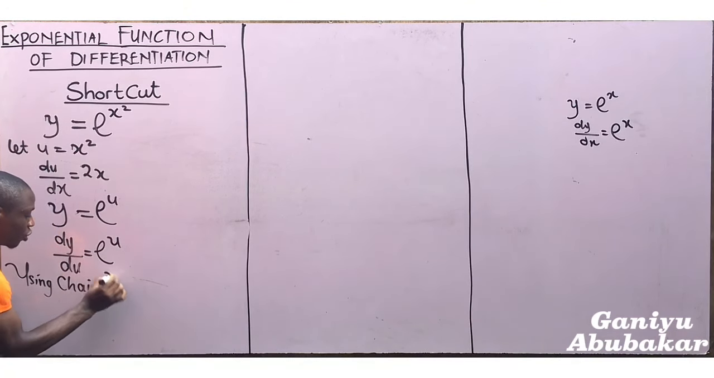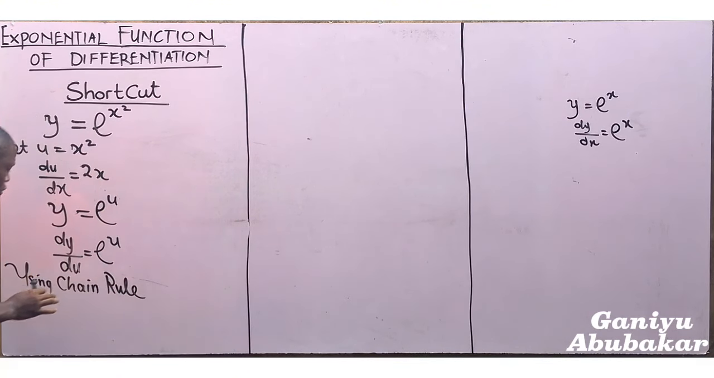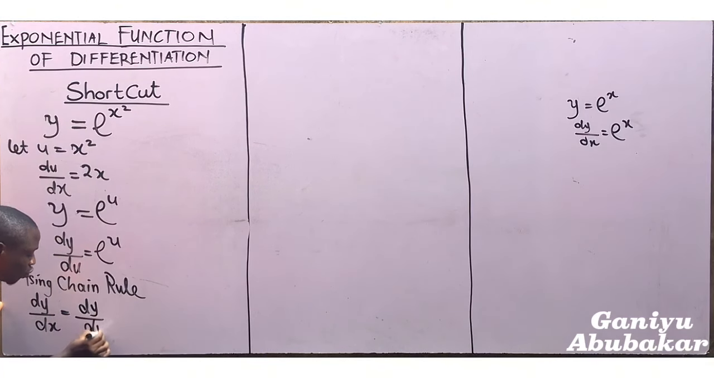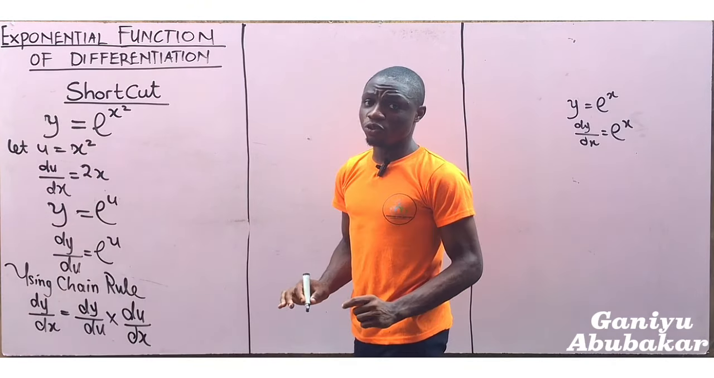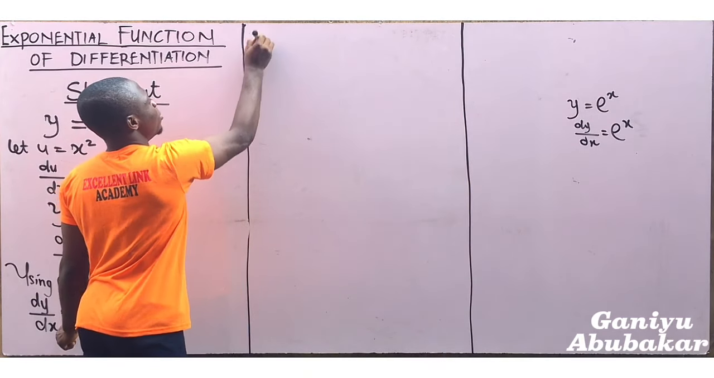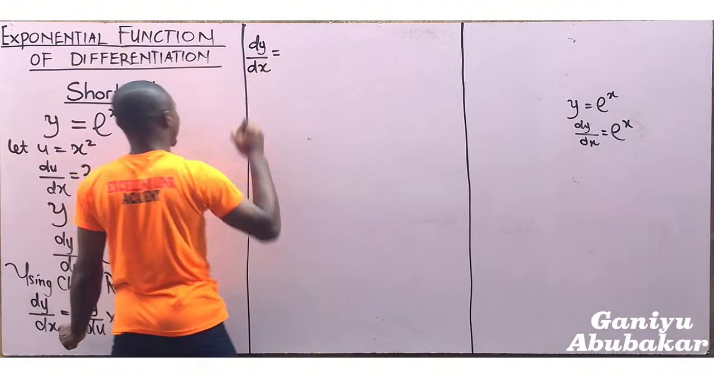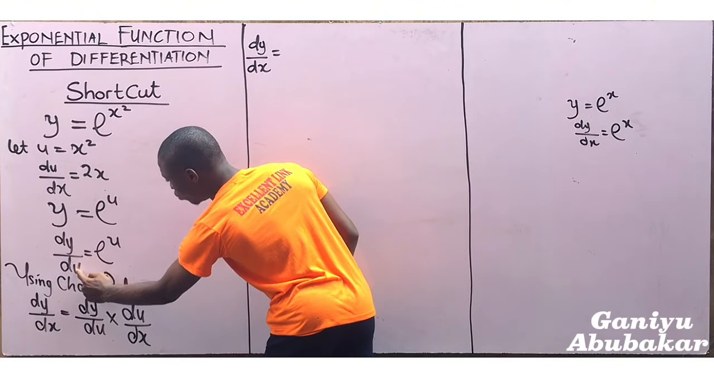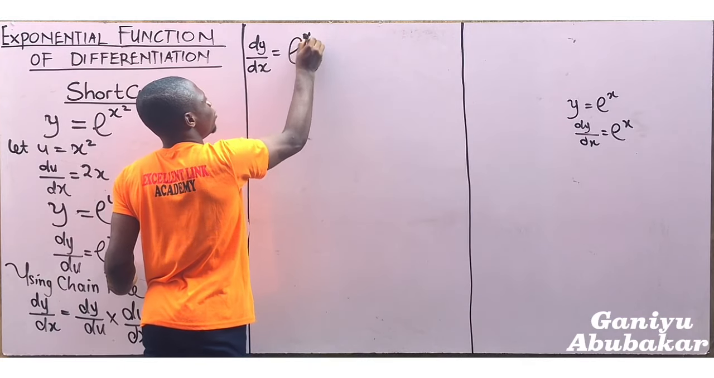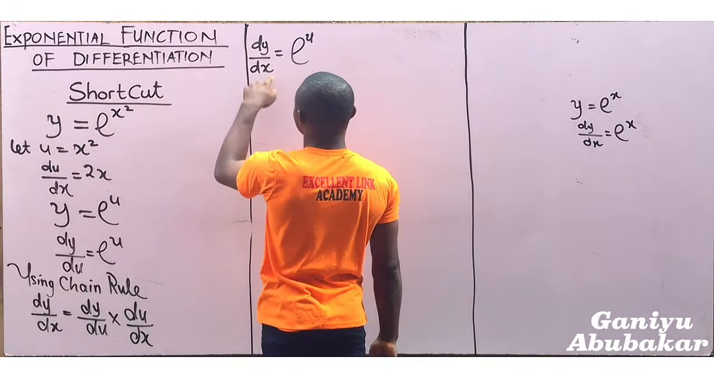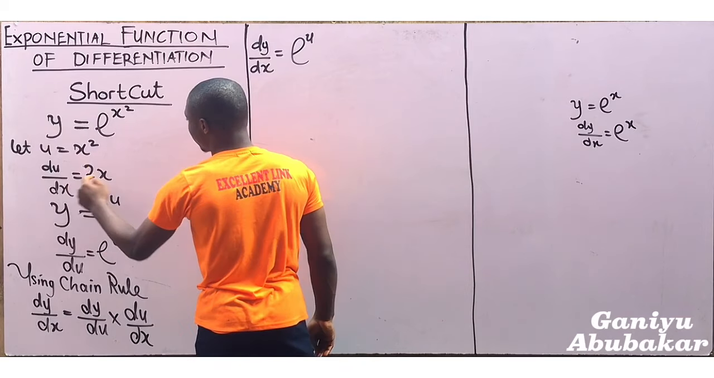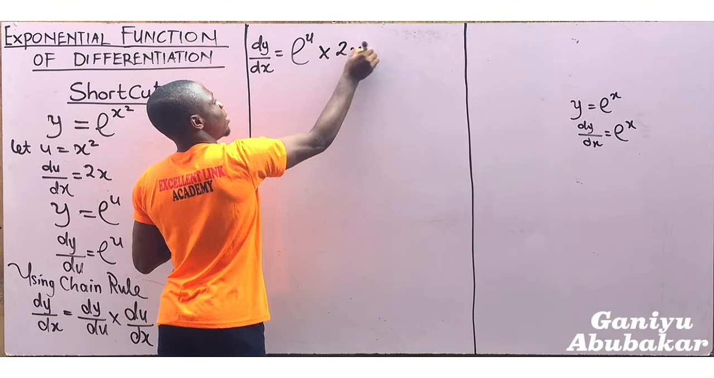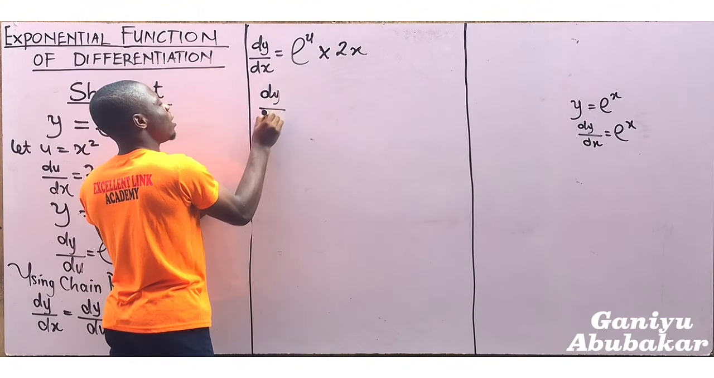From the concept of chain rule, we know that dy over dx is equal to dy over du times du over dx. Now let's put in the values. dy over du is exponential u, multiplied by du over dx, which is 2x. Multiplying these two, dy over dx is equal to 2x exponential u.